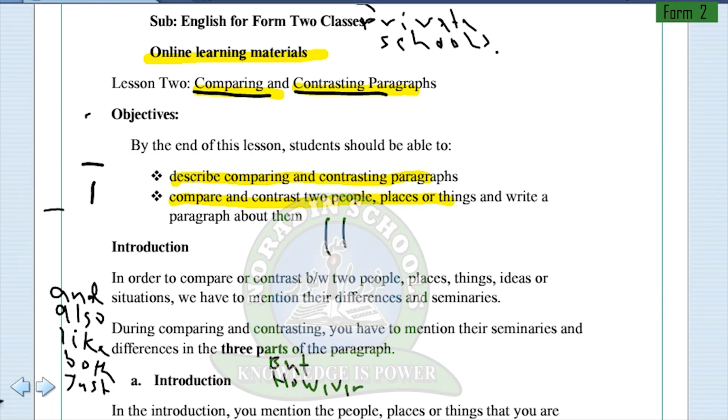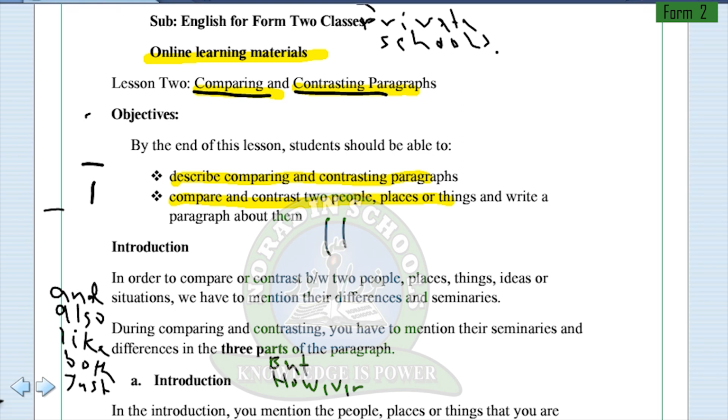Here we have got another word which you need to know: but. I am studying English, but he's learning French. He's learning French, I'm learning English. For example, Ahmed, who is my best friend, is learning French, but I'm studying English.